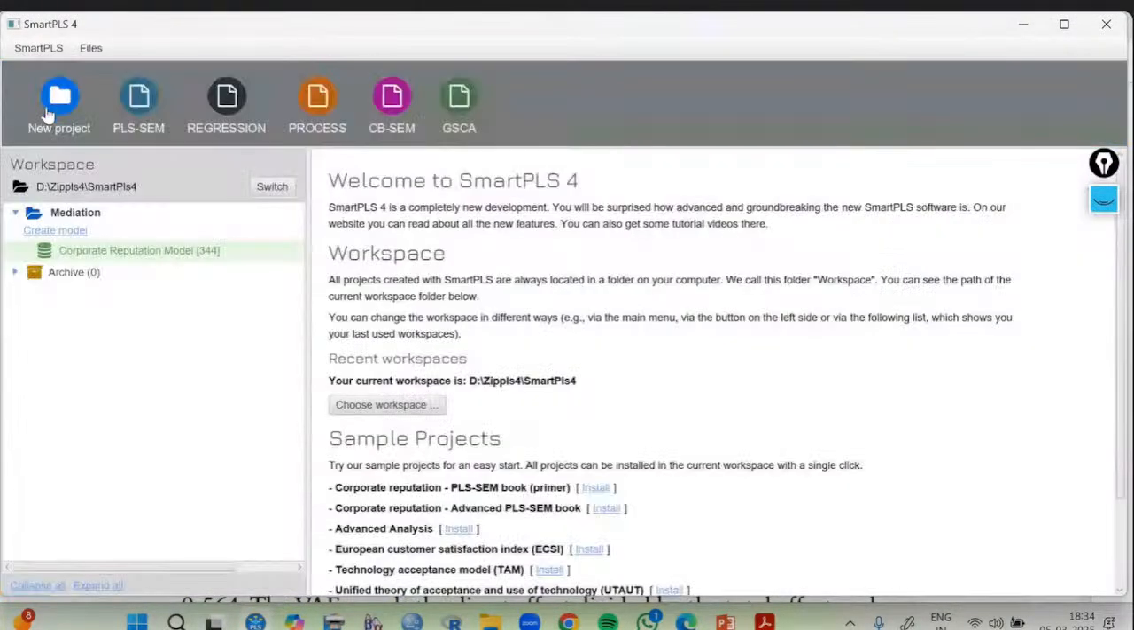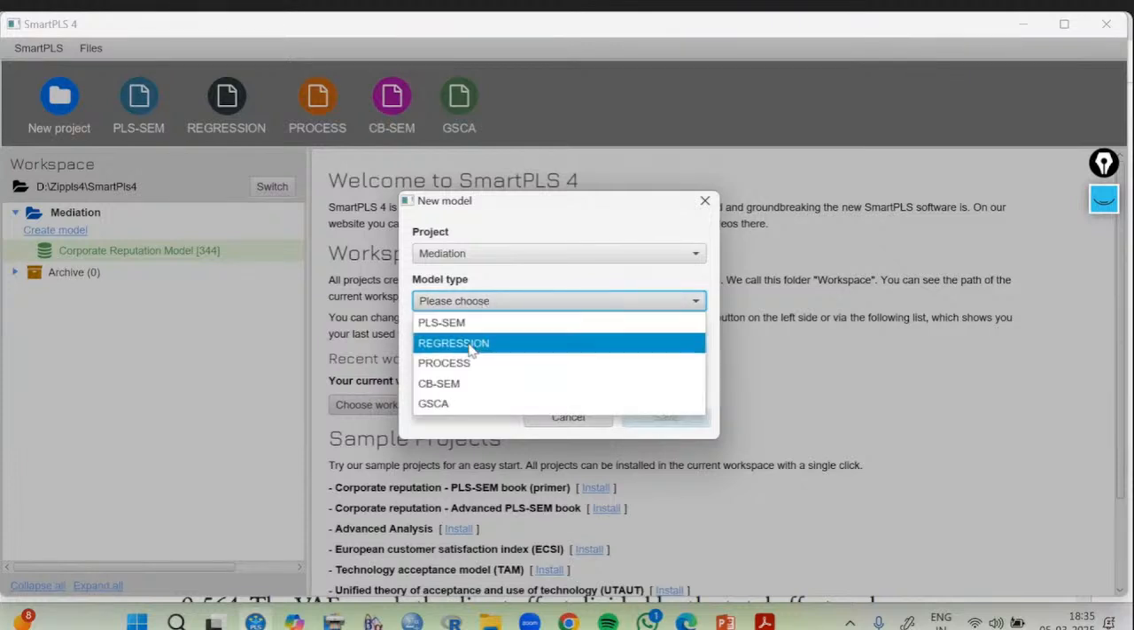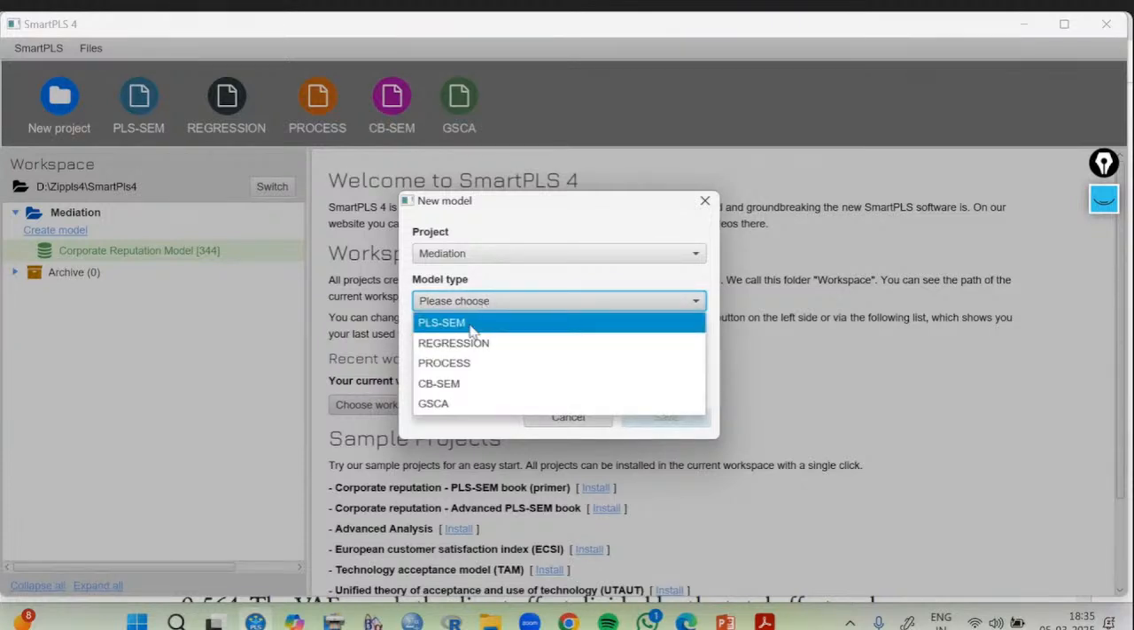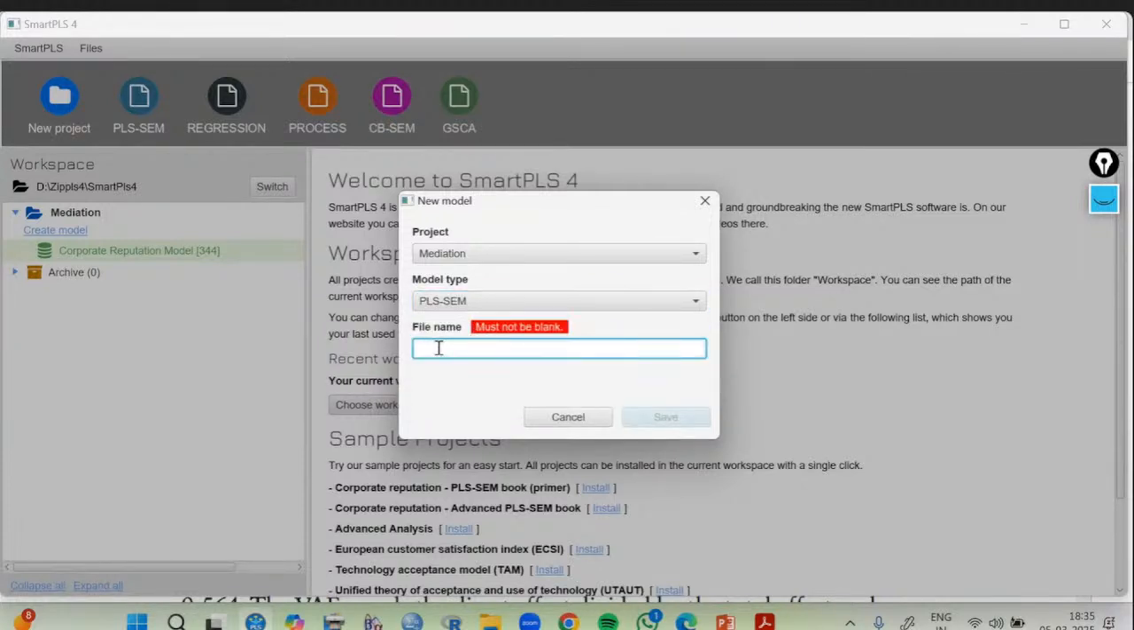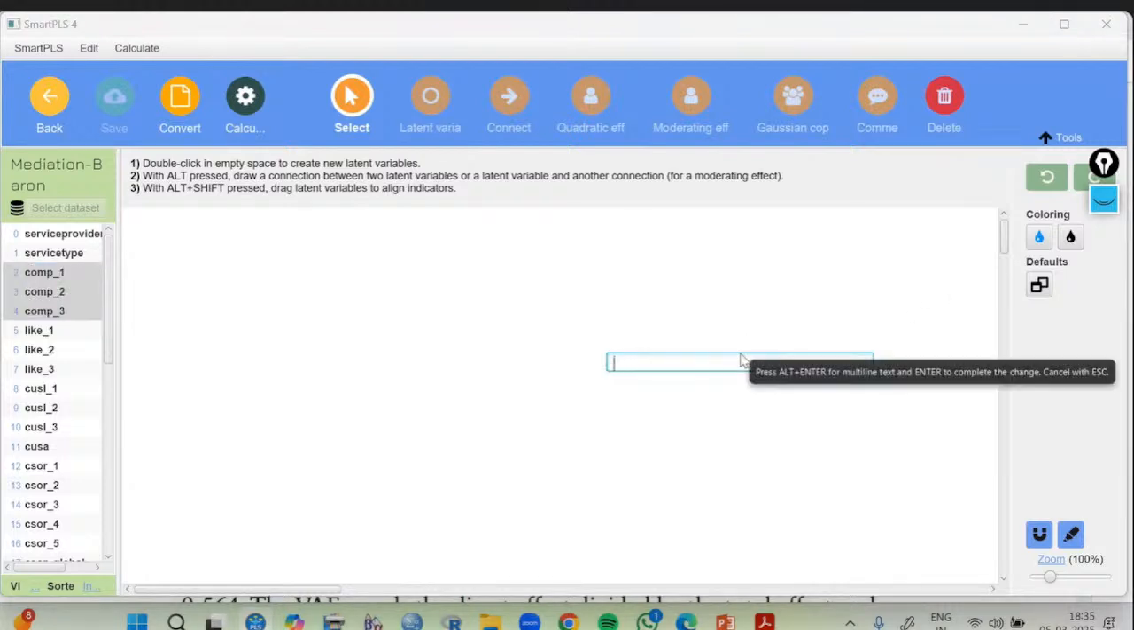This is my data file. Now I am creating the model, PLS. Select PLS SEM, and for the file name I am giving the same, mediation Baron, and then save. So I'm creating the graph, the path diagram.